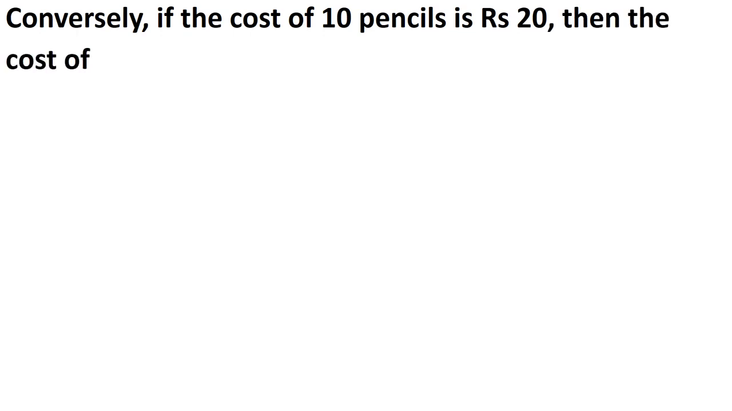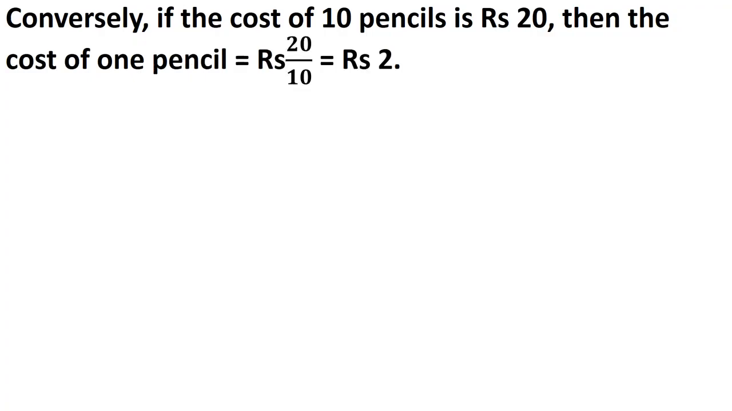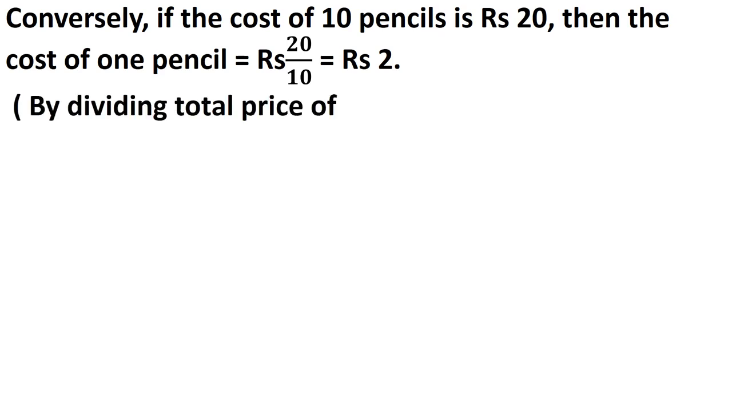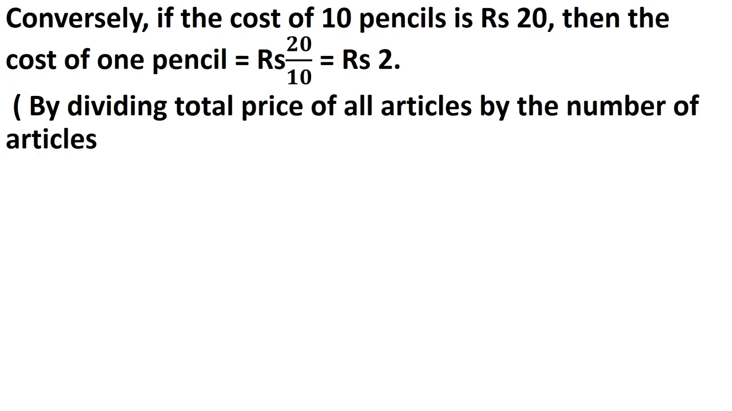Conversely, if the cost of 10 pencils is given, it is rupees 20, and we need to find out the cost of 1 pencil. Now more than 1 is given and you have to find out 1. Then we will divide. It is 20 upon 10, which is equal to rupees 2. By dividing the total price of all articles by the number of articles, we can get the cost of 1.